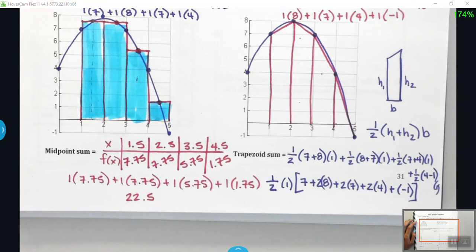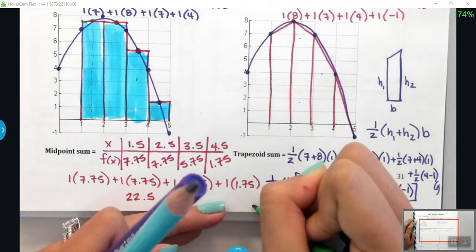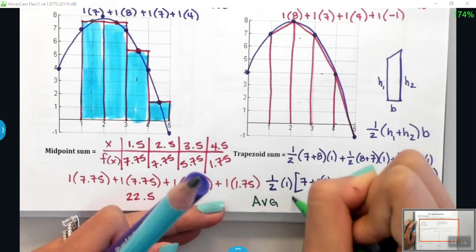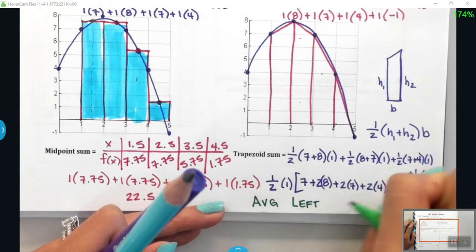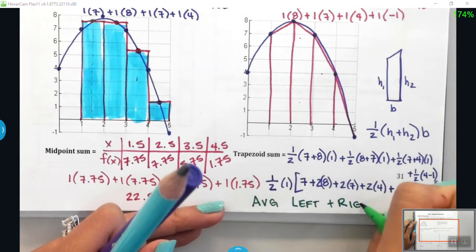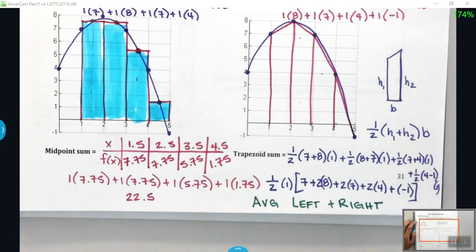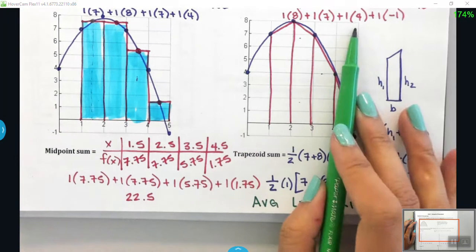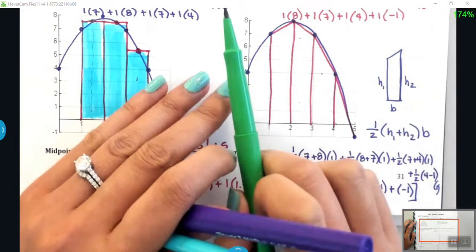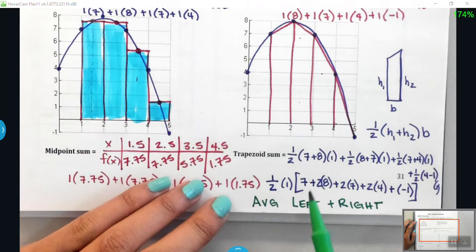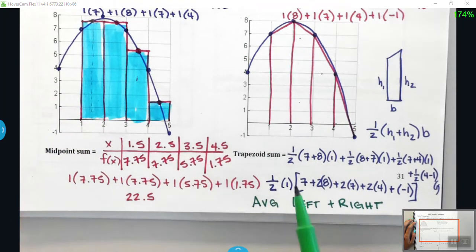And then Chris was asking, isn't trapezoid the same as midpoint? And it's not. However, I think this is what you're thinking. Trapezoid is the same as if you average the left and the right. Because think about it, if I took this one and this one, added them all together and divided by 2, you would have this same formula down here.